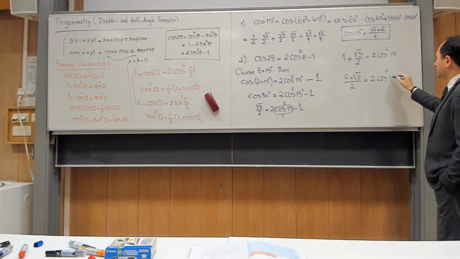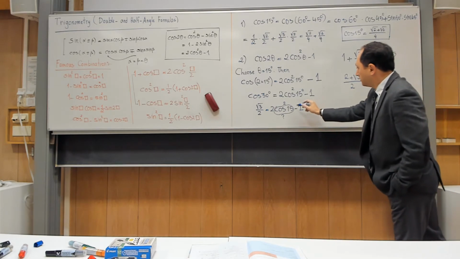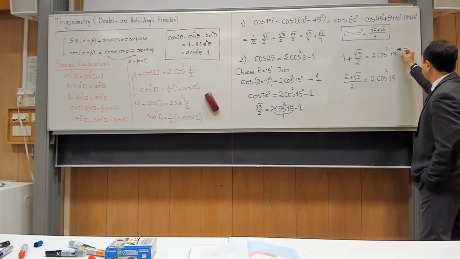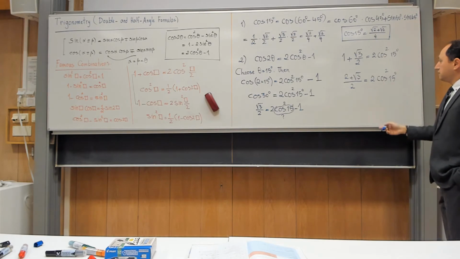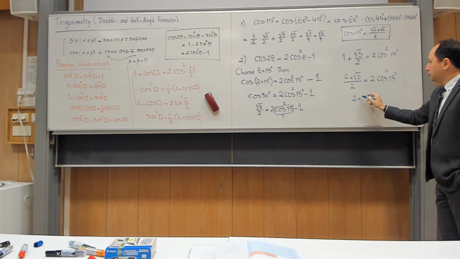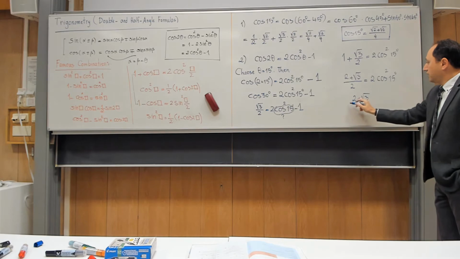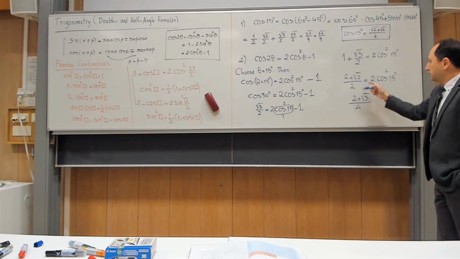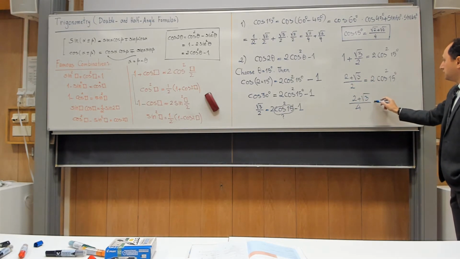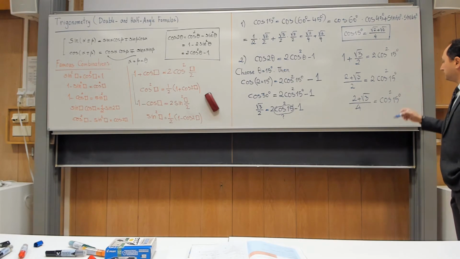If you don't understand something, please let me know. I forgot to put the degree sign here. And then I divide by 2. So this becomes 2 plus square root of 3 divided by 4. I divide both sides by 2. It becomes cosine squared 15 degrees.